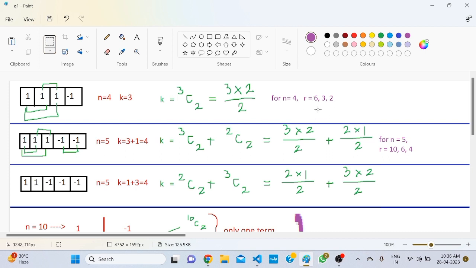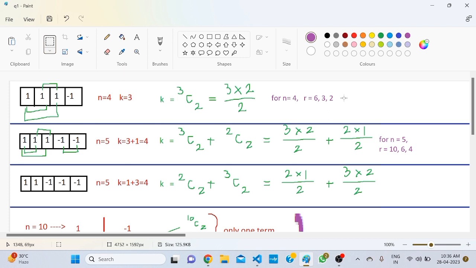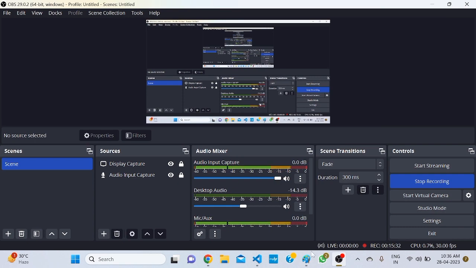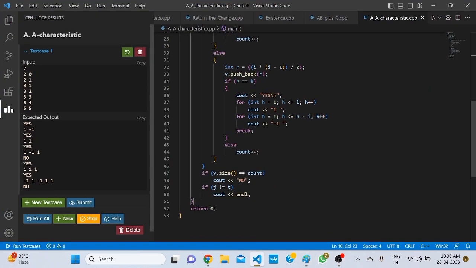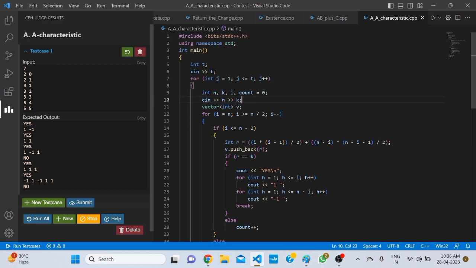And if our k is none of these three, then we will go to the else branch and count it. So suppose our k is equal to 5. Then it will check the first time, the second time, and the third time. So our count is equal to 3 and the size of this vector is also 3. So if our vector size is equal to count, then we will print no. So this is the final solution of this question.